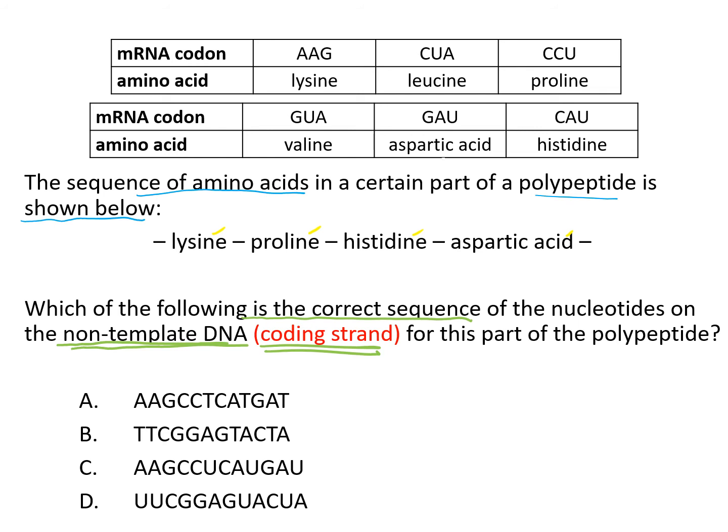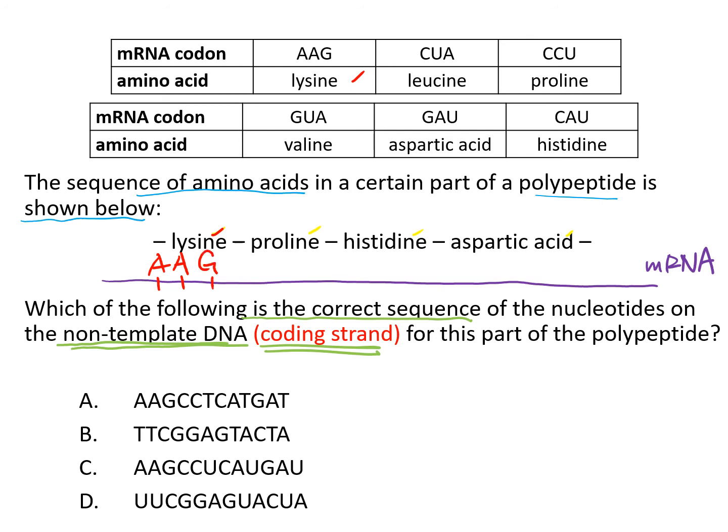For this part, how can you do these questions? You have to first write out the mRNA sequence for this polypeptide. Let's do it together. Draw a straight line. This is the mRNA. And on top of it, let's write down the codon for the different amino acids. For lysine, for example, it has a codon AAG. Let's write down AAG.